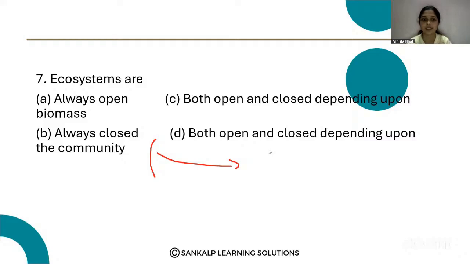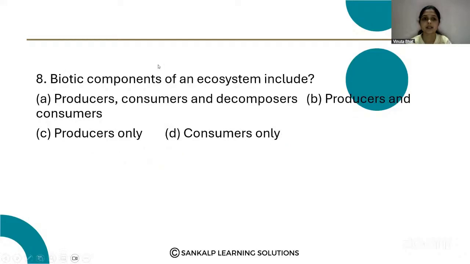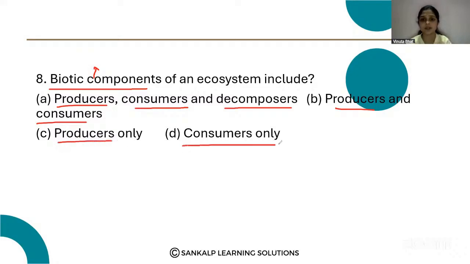Okay, we'll move to the next question. Question number 8. Biotic components of ecosystem include. You know that biotic components means the living organisms, the living components in an ecosystem. Option A, producers, consumers and decomposers. Option B, producers and consumers. Option C, producers only. Option D, consumers only.